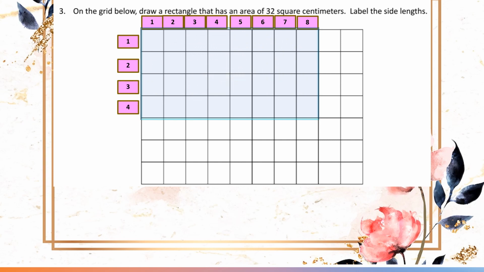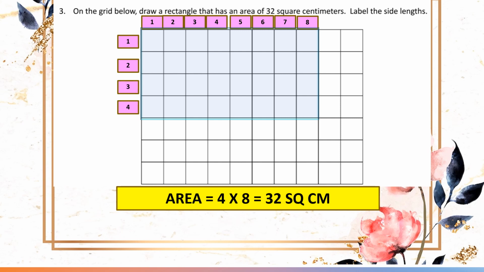Now you go ahead and take time to shade yours in too. And you may want to pause the video now to go ahead and shade that in. And if so, that's okay. And again, the area for this rectangle is 32 square centimeters. 4 times 8 equals 32 square centimeters.